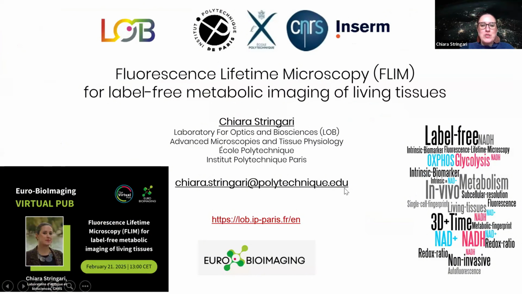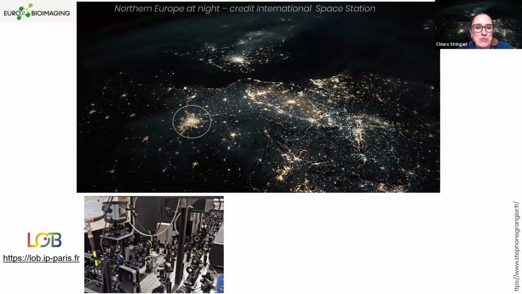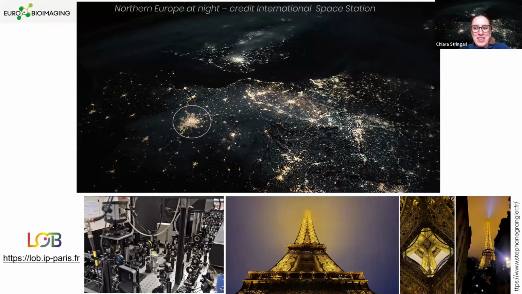Since we are in Europe, I just want to locate our lab. This is a view of Northern Europe from the International Space Station, and the Laboratory for Optics and Biosciences is located in the Paris area, not very far from the Eiffel Tower. So what do we do at LOB?